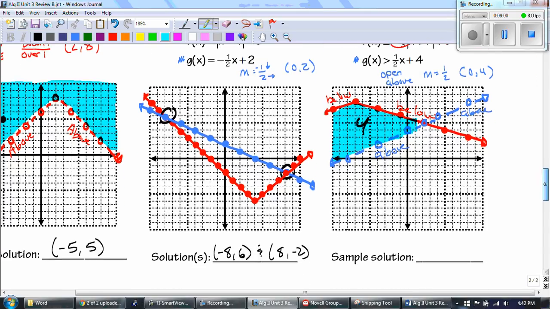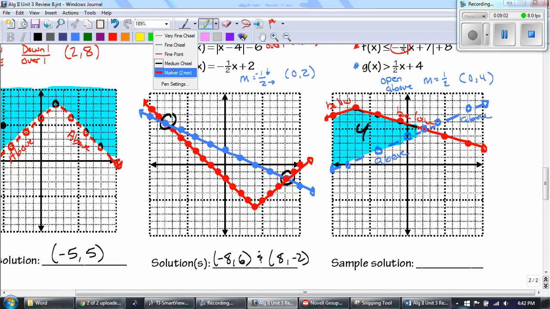Now, sample solution, a point in the shaded area. Well, what do you know? That same point, -5, 5, is right there. So that's what I'm going to use. Okay, and remember, it can be any point in this shaded area. It doesn't have to be the same one.